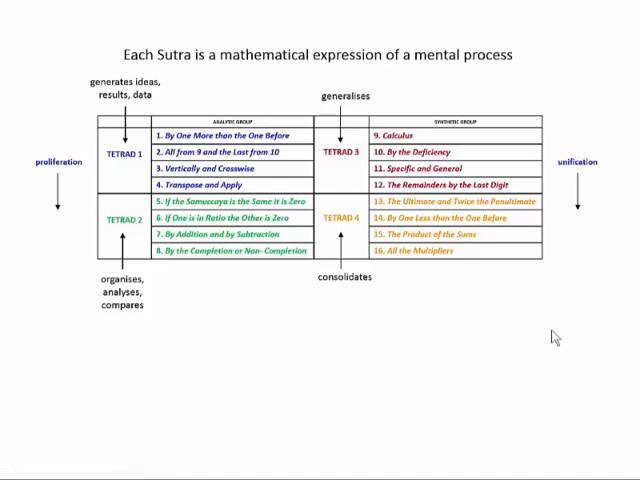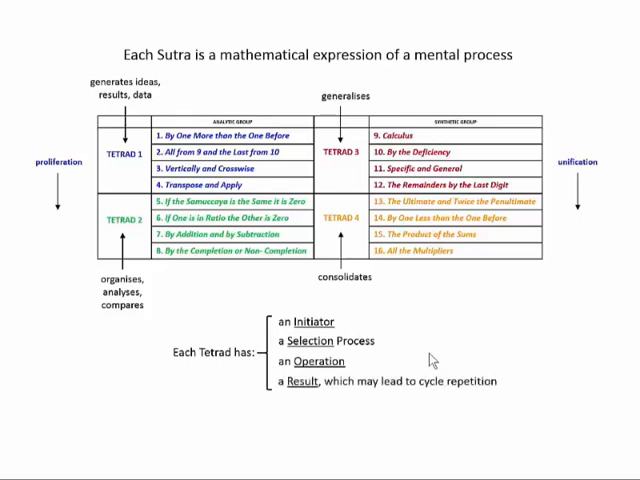We won't necessarily use all the tetrads. Sometimes we just use 1, 2 or 3 or part of a tetrad, or just 1 or 2 sutras. These tetrads also have the same structure. So basically each one starts with an initiator. The first sutra in each group I'm calling an initiator. The next is a selection process, then an operation, and a result.